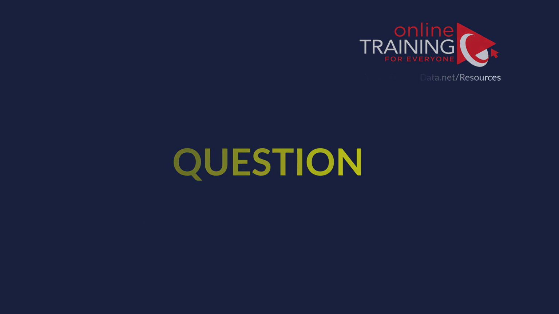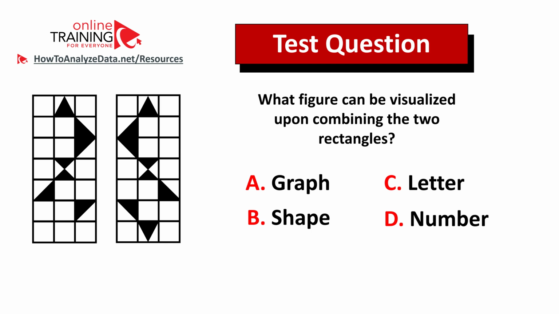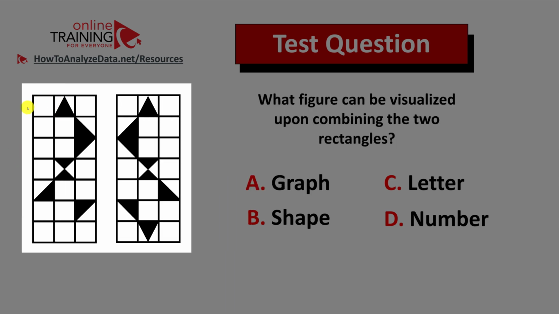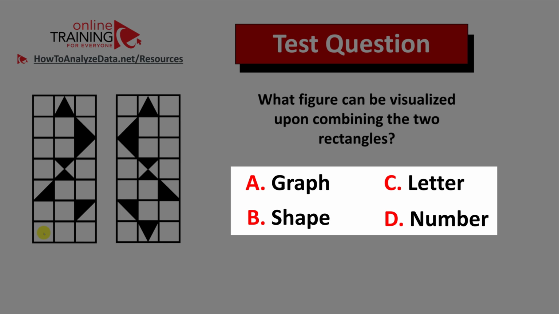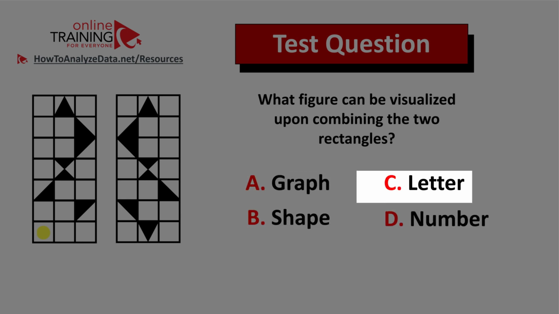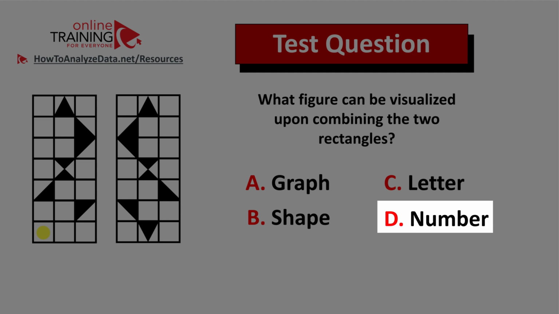Let me share with you a tricky question from the test. I have confidence, though, that you might figure out the answer. Here's the question. What figure can be visualized upon combining the 2 rectangles? And you have 2 rectangles on the left. Both of the rectangles are 7 by 3, and you have 4 different choices. Choice A, graph. Choice B, shape. Choice C, letter. And choice D, number.